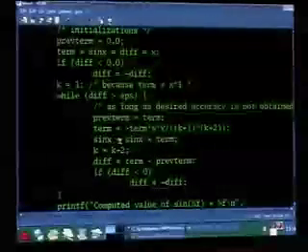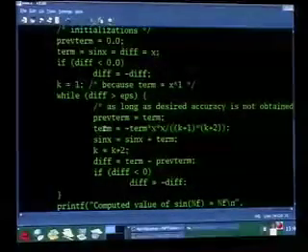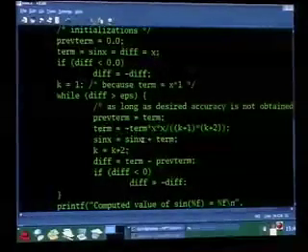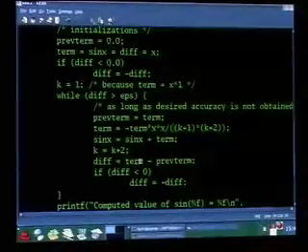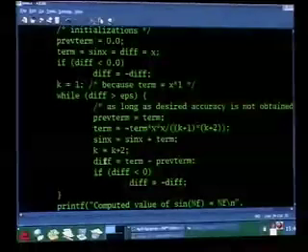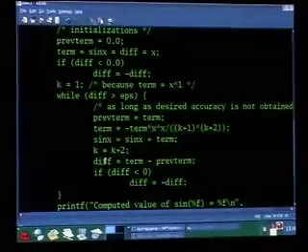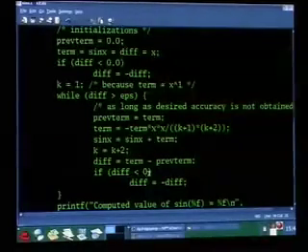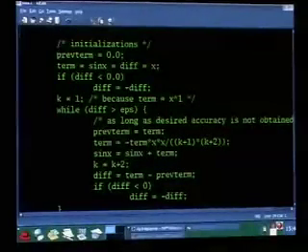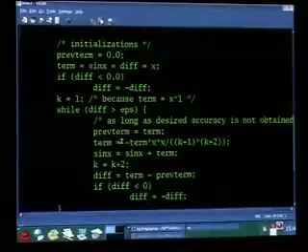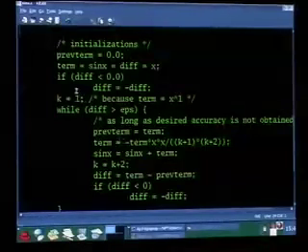So the value of sin x gets updated: the value of this new term just gets added to the old value. K becomes k plus 2. The new difference is term minus previous term. But remember that we want the absolute value of difference. So how do we compute that? That's pretty straightforward. If the value of difference turns out to be less than 0, then we simply change its sign.